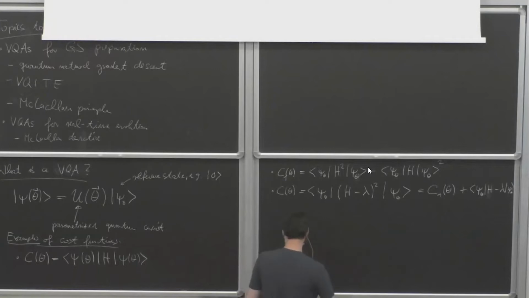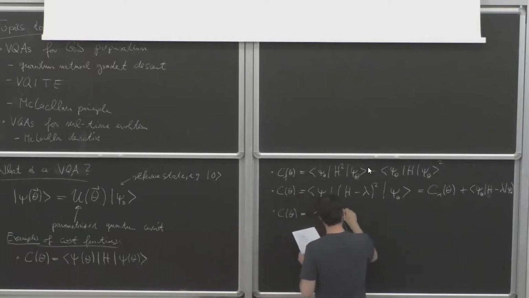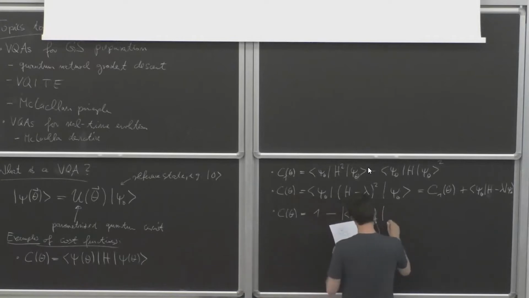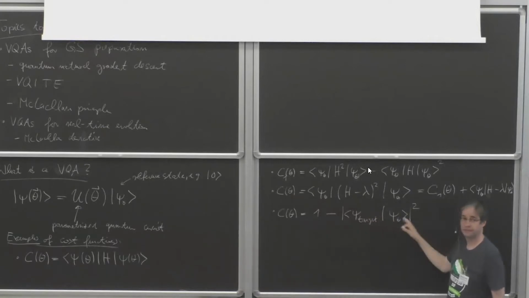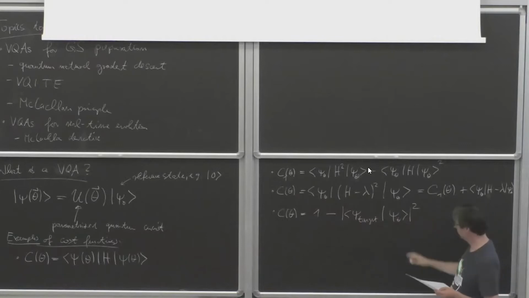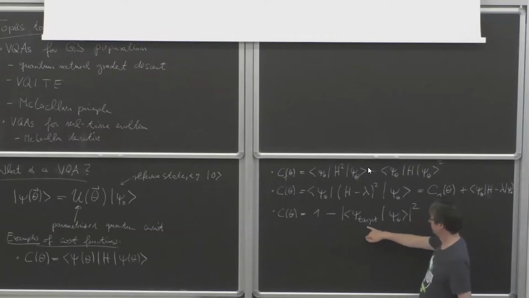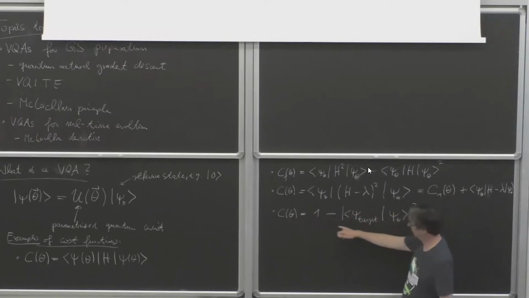Okay, so finally, the last cost function that I wanted to show you is a different one. This one here. This is called the infidelity, the infidelity with a given target state. So let's say you want to prepare this target state, and if I minimize this, I maximize the overlap of my state psi of theta with a known target state. This part here would be called the fidelity, and 1 minus that is called the infidelity.